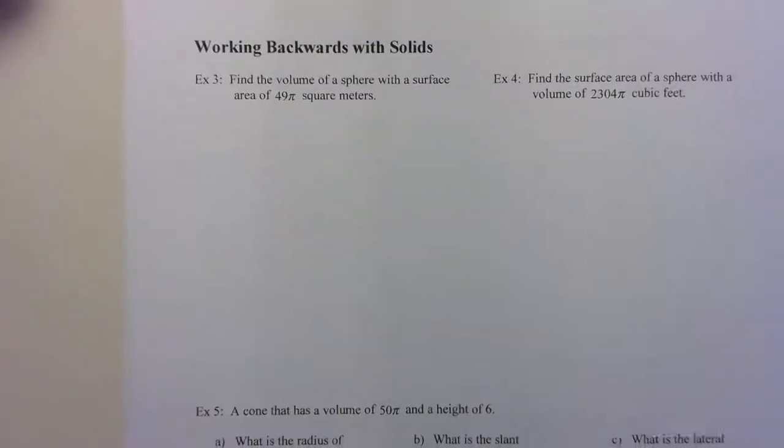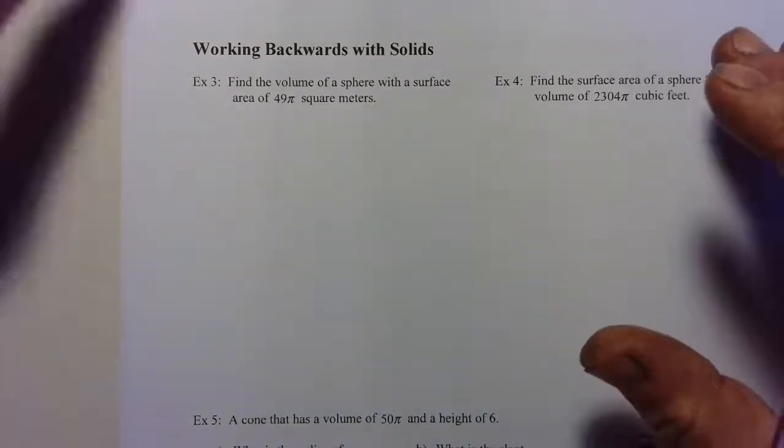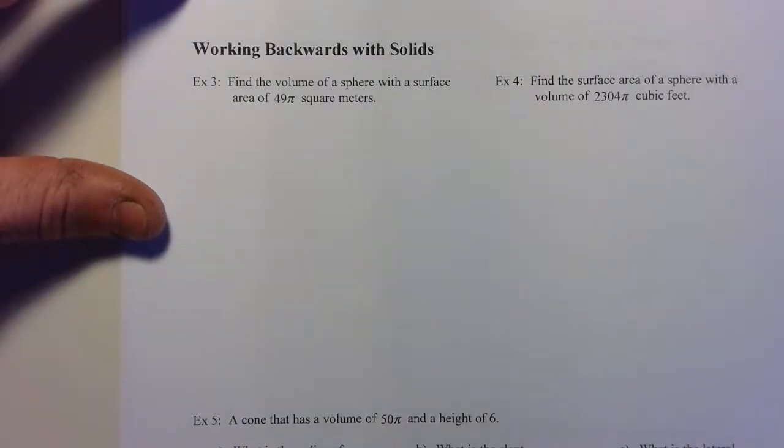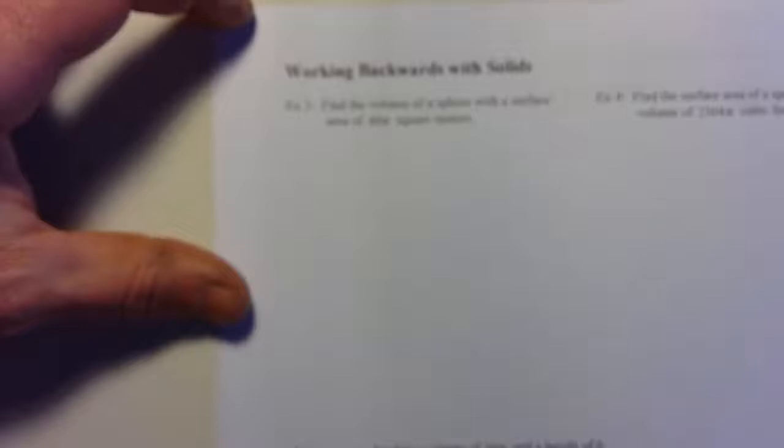Okay, so now that you've watched the first video on finding the volume of spheres and then combinations of solids, let's do some examples here. We're going to be working backwards. Let's take a look at this. Find the volume of a sphere which has a surface area of 49 pi.